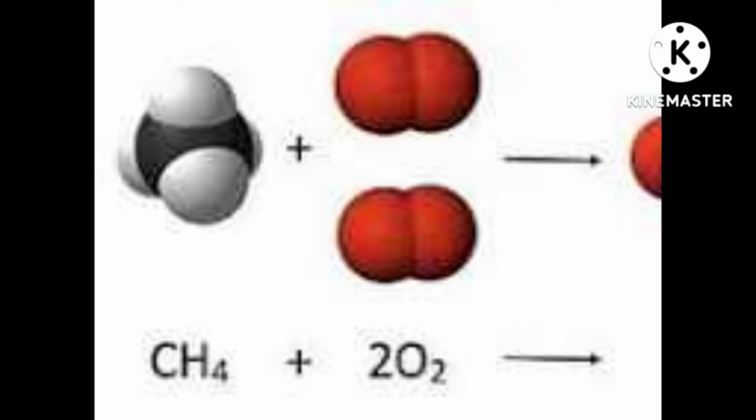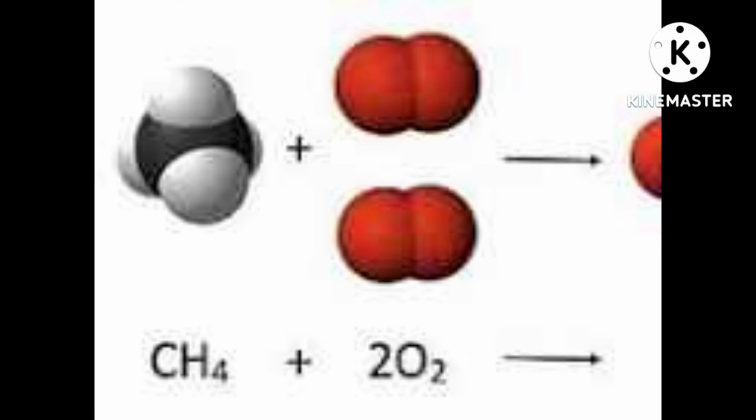2O2 means 2 moles. 1 mole means molecular mass, that is 32 gram. 1 mole of oxygen means 32 gram. Here 2 moles are there, hence 64 gram. It means 16 gram methane reacts with 64 gram oxygen.